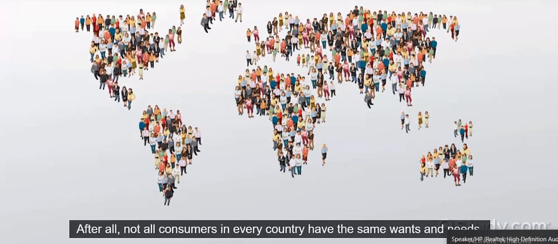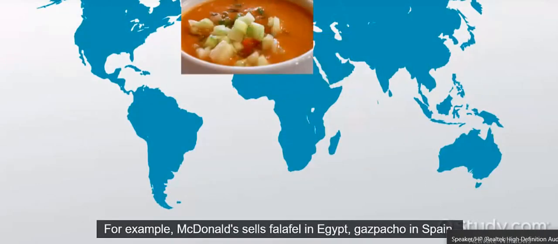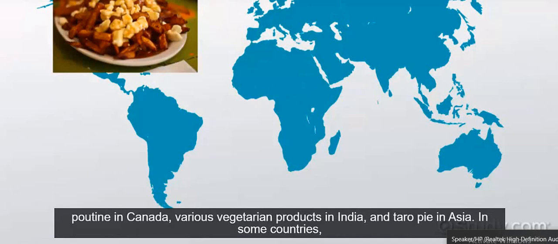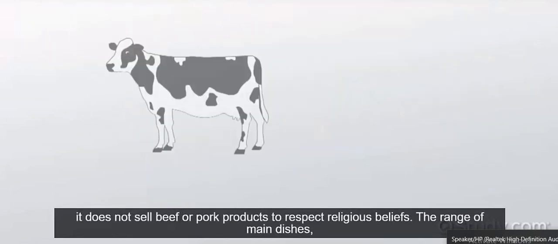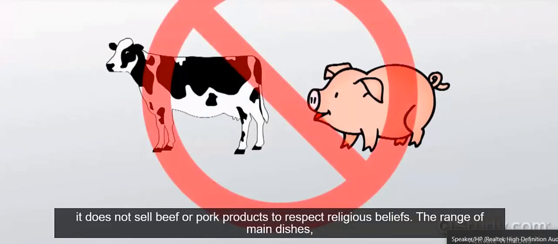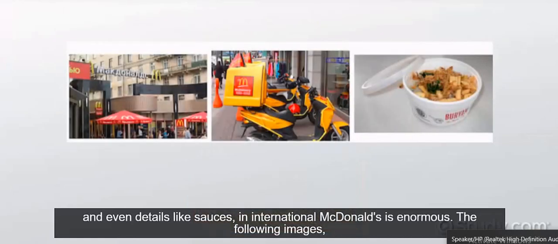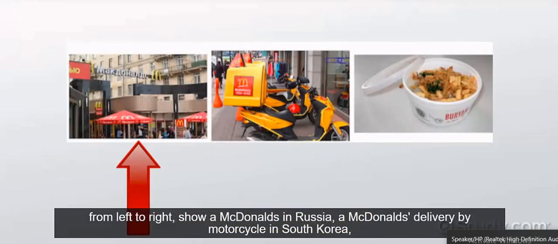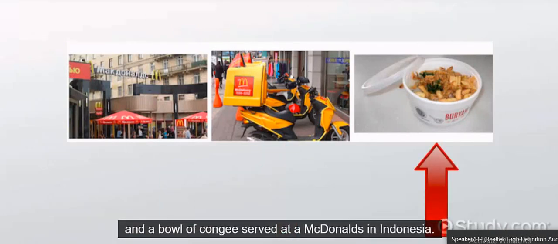After all, not all consumers in every country have the same wants and needs. For example, McDonald's sells falafel in Egypt, gazpacho in Spain, poutine in Canada, various vegetarian products in India, and taro pie in Asia. In some countries, it does not sell beef or pork products to respect religious beliefs. The range of main dishes and even details like sauces in international McDonald's is enormous. The following images from left to right show a McDonald's in Russia, a McDonald's delivery by motorcycle in South Korea, and a bowl of kungi served in McDonald's in Indonesia.